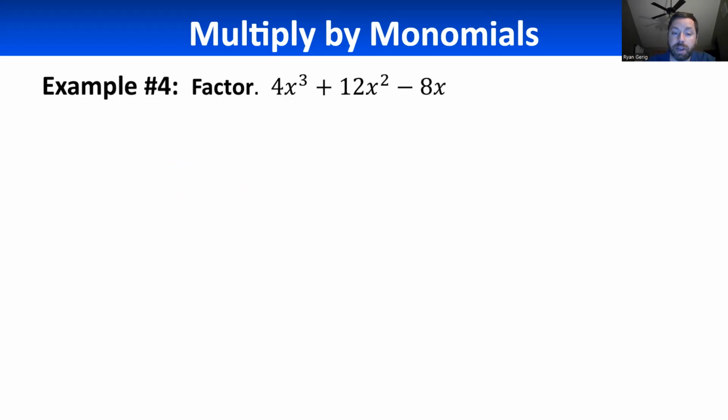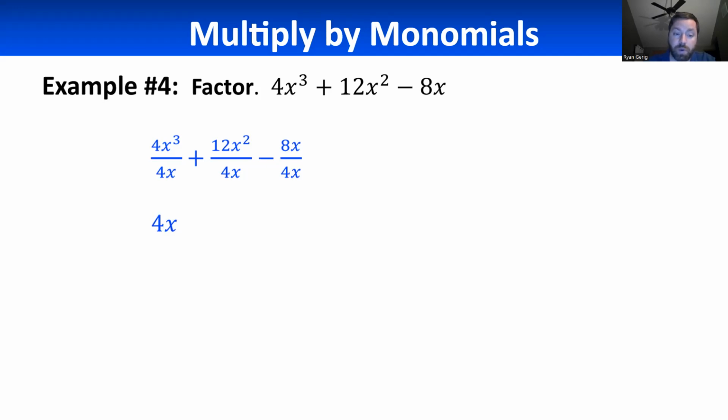What's the biggest number I could divide out of 4x to the third, 12x squared, and -8x? Hopefully you see that that's 4. I can take 4 out, but I could also take an x out of each of those. So what I need to do is write the GCF on the outside, and then I'm going to divide each thing by 4x.